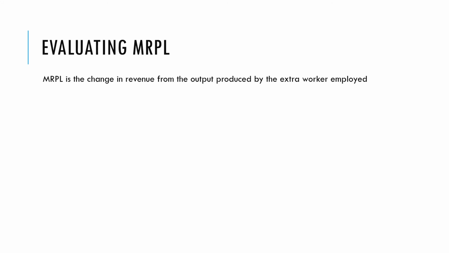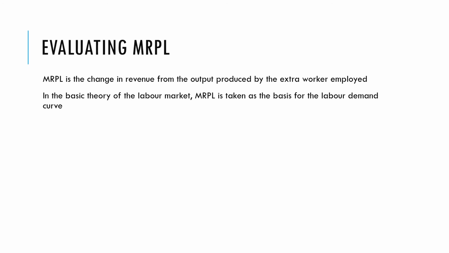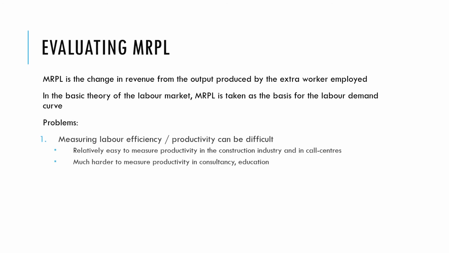Finally, in evaluating this theory, what can we note? So some problems with this theory. It's quite difficult to measure the efficiency of our workers. Measuring productivity can be quite difficult. In the construction industry, it might be quite straightforward. We can say, okay, you've assembled this many walls, or you've made this contribution to a building. In call centers, we can maybe monitor how many calls people get through per hour.